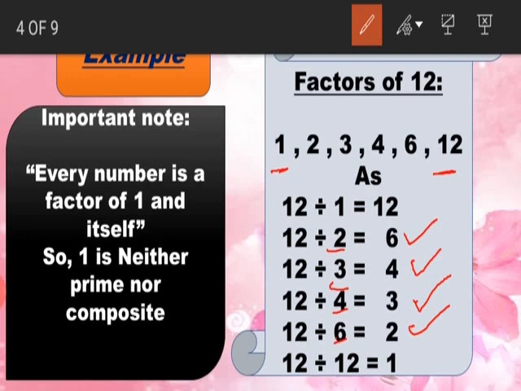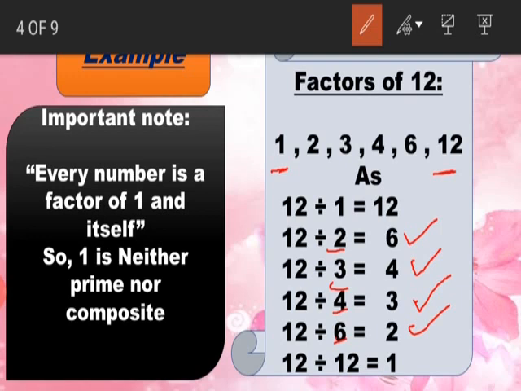So what comes next? After 7, we have 8. And we have to look at the 8 times table. Is 12 a multiple of 8? 8 ones are 8, 8 twos are 16. So there is also no 12 here. So class, 12 is not a multiple of 8 and 8 is not a factor of 12.